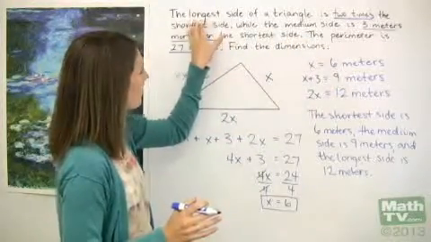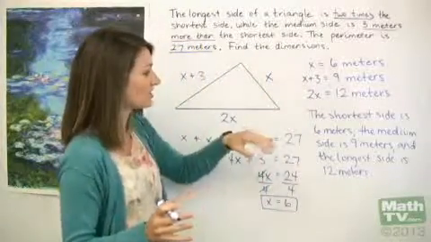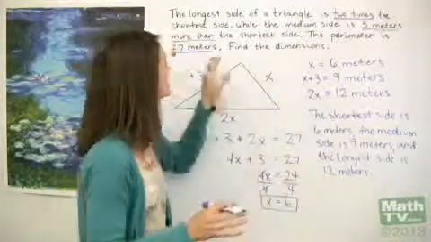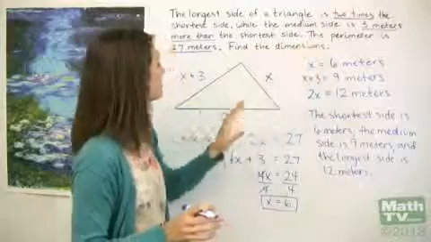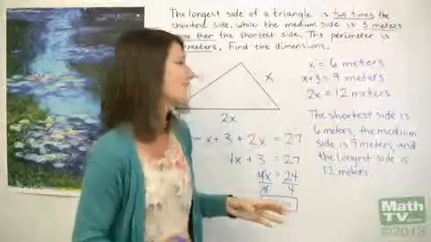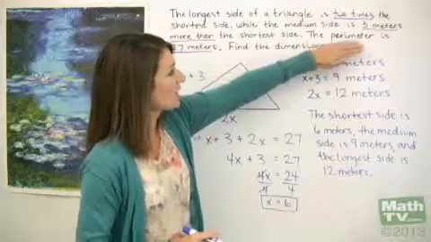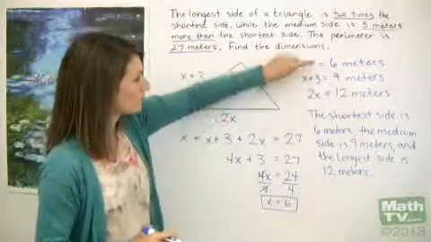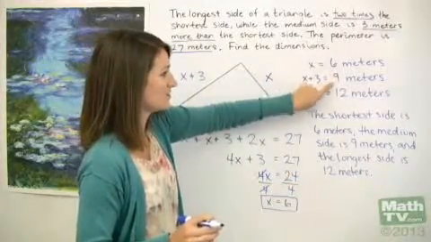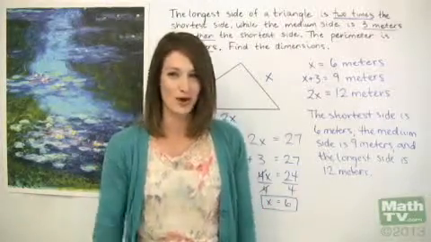So if we look at the first part of the problem, the longest side of the triangle is 2 times the shortest side. If our longest side is 12 meters, that's 6 times 2, which is 12 meters, and that checks. Next, while the medium side is 3 meters more than the shortest side, if our shortest side again is 6 meters and our medium side is 3 meters longer than that, 6 plus 3 equals 9 meters. Final check, if the perimeter is 27 meters, that means we need to add our dimensions up to get the total perimeter. 6 plus 9 is 15, plus 12 is 27 meters. So everything checks out. Let's try one more.